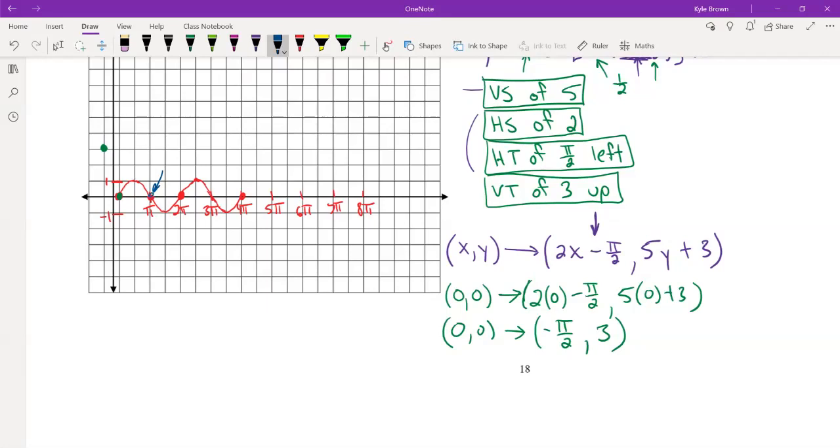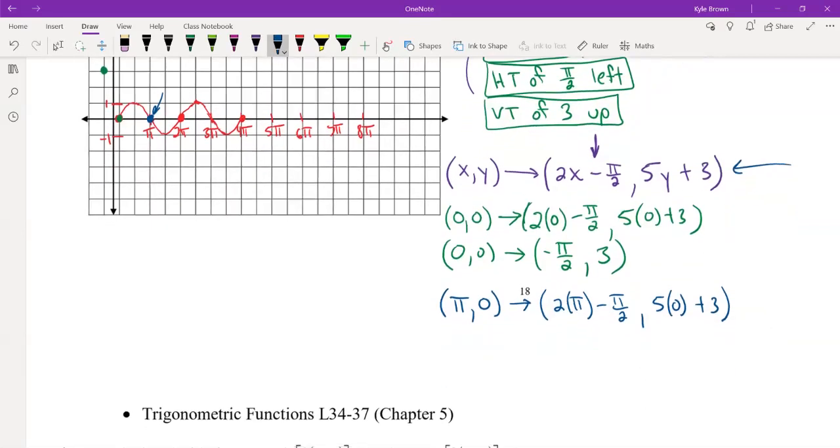So let's see where this point goes. All right, so where is that point to begin with? That is the point pi, comma, 0. So where does the point pi, comma, 0 go? So putting it back into my mapping notation up there, that would be 2 times pi minus pi over 2, and then comma, and then my y value is easy because it's 5 times 0 plus 3.